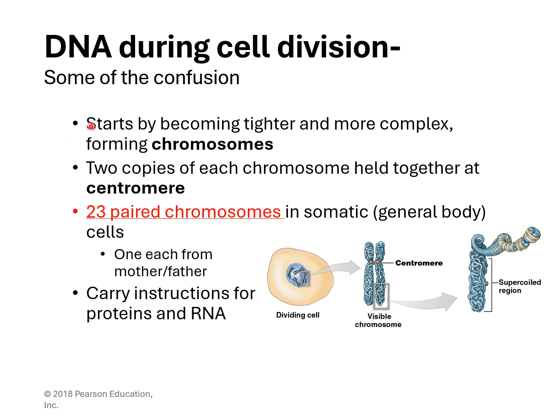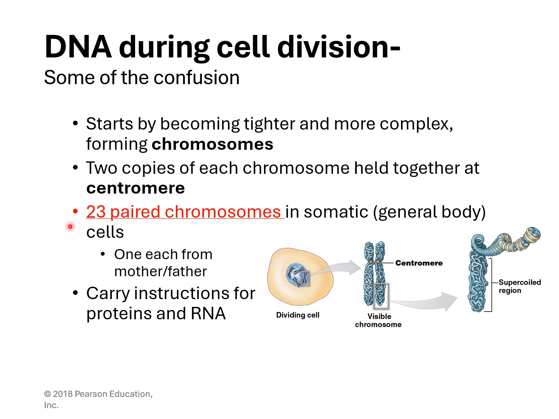So now we're going to be during cell division. We have to start becoming tighter and more complex, and when it becomes tighter and more complex, it starts to form a chromosome. The reason a chromosome is so tight is because you need it to be tight and in a confined space, because you want those to be pulled apart into different sides of the cell. They're held together in the middle by a centromere. So two copies of each chromosome are held together at the centromere, which means that's one chromosome, that's one chromosome, that's a pair of chromosomes. So there's two there.